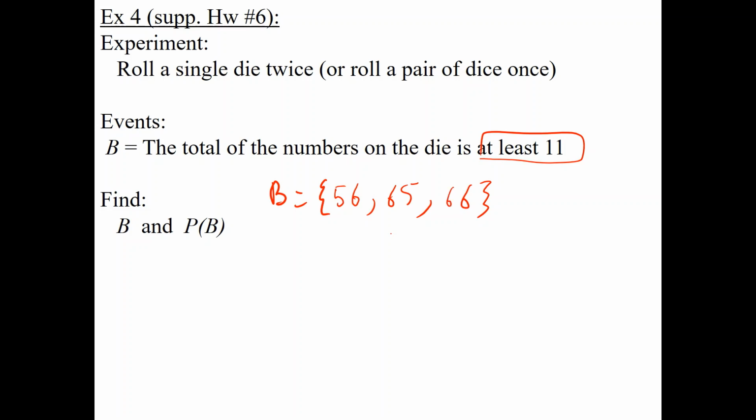Let's make this 6 look a little nicer. Okay, yeah, so that is event B. And then to find the probability of B, again, we're going to use the formula. It's absolute value of B over absolute value of S. How many things in B? 3 things. How many things in S? 36 things. Okay, that's the answer to that one. Let's go to the next one.